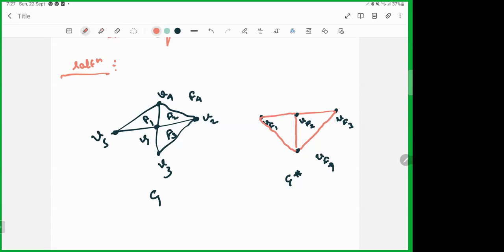Are you able to follow or not? Yes. I was just asking when the self loop occurs, in a graph something like this.